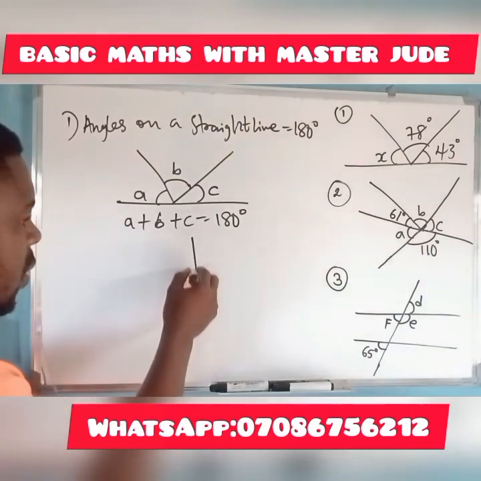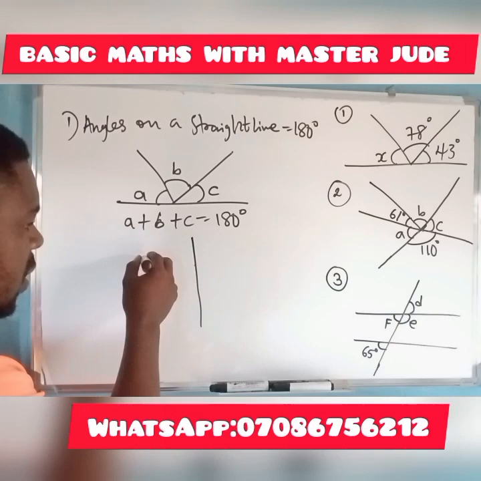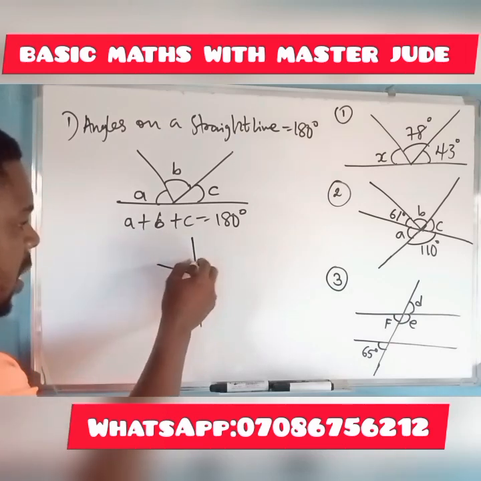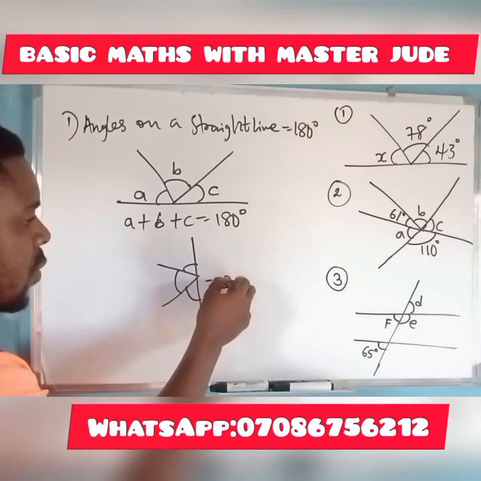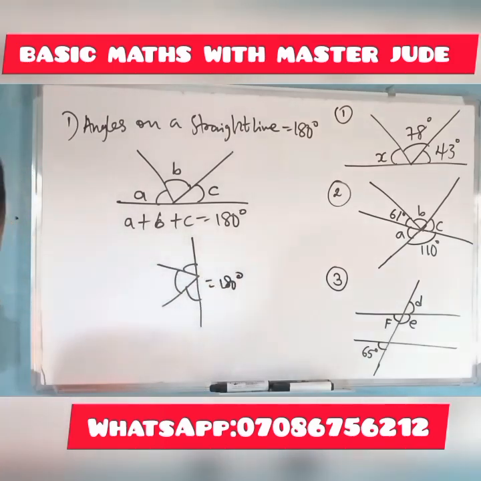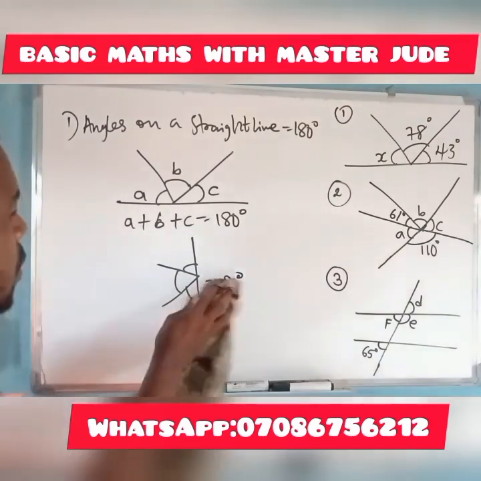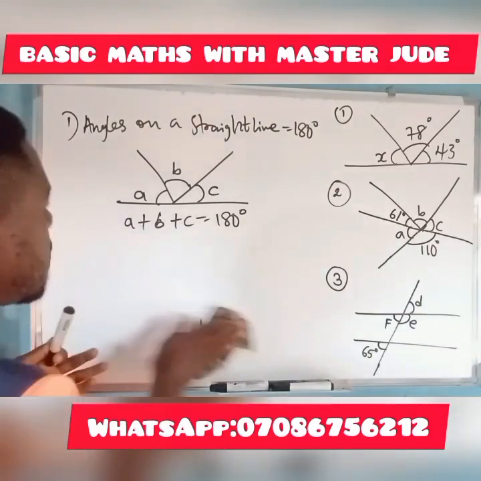Even if it is upside down, the angle here and the angle here is equal to 180 degrees. This is the first property.